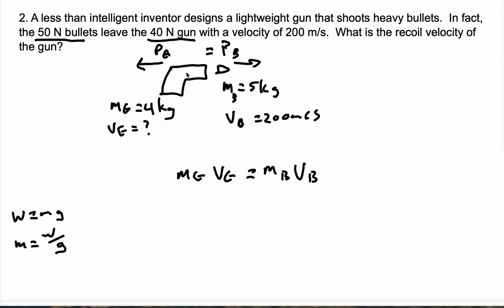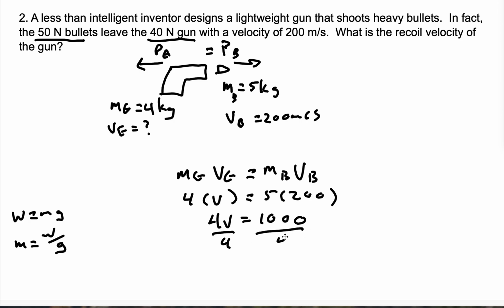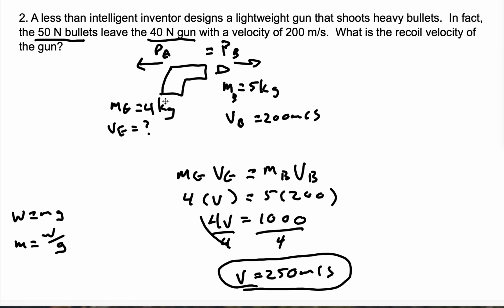The momentum of one object going in one direction is going to have to equal the momentum of the other object going the other direction. So here I have 4 times my mystery velocity. That's going to equal 5 times 200. 5 times 200, if you punch that in your calculator, it's 1,000. Okay. And then I have to divide both sides by 4 to get rid of 4. And my velocity will be 250 meters per second. So that's a solution here.